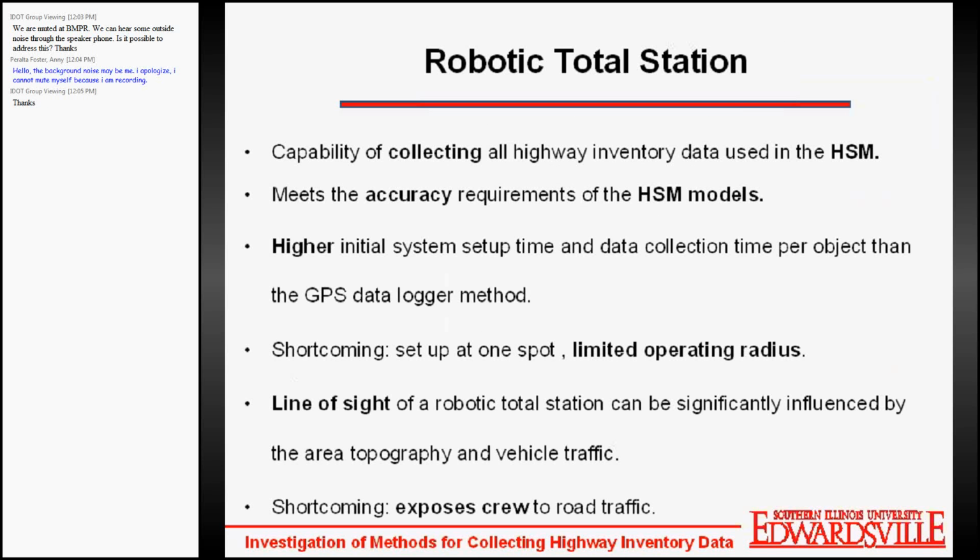We also tested a robotic total station using a state-of-the-art Trimble robotic total station. We found that we can collect all the data we needed. It exceeds the accuracy requirements of the highway safety model requirements. It does have some additional initial setup time that the data logger doesn't have, and due to the fact that the robot stays in the same place, you have line of sight problems with the machine due to both vehicles and intermediate landscape problems. And also the crew member, like with the handheld data collector, has to actually walk to the point or walk to the object that you're collecting data on, so you've got continued exposure of crews with this method.